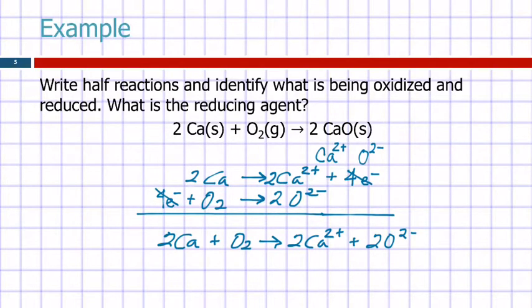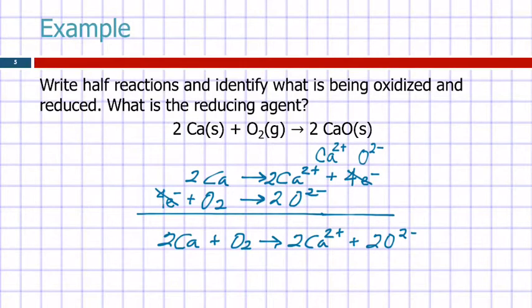Okay, so we wrote the half reactions. We're supposed to identify what's being oxidized. We're looking at the reactants. We're not looking at the products when it's saying what's being oxidized, what's being reduced. We're starting with calcium, we're starting with oxygen. One of them's being oxidized, one's being reduced.